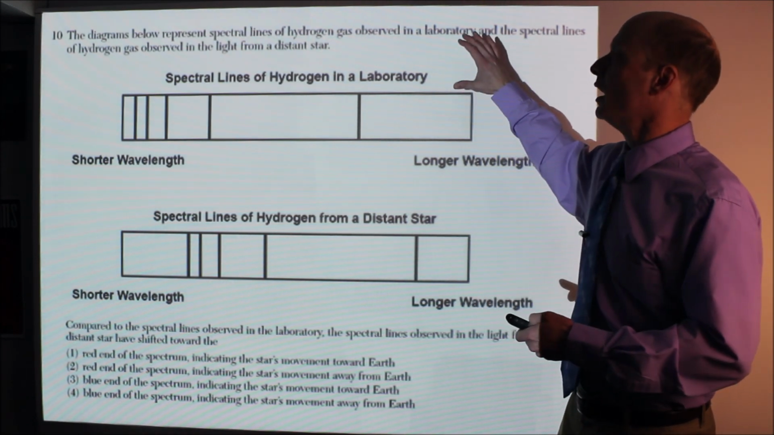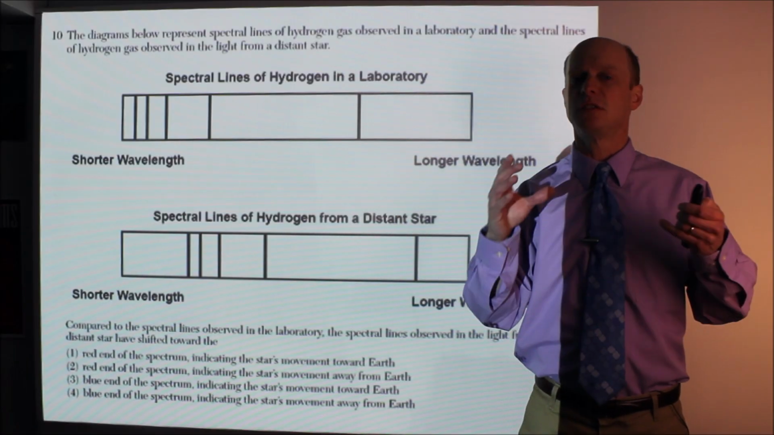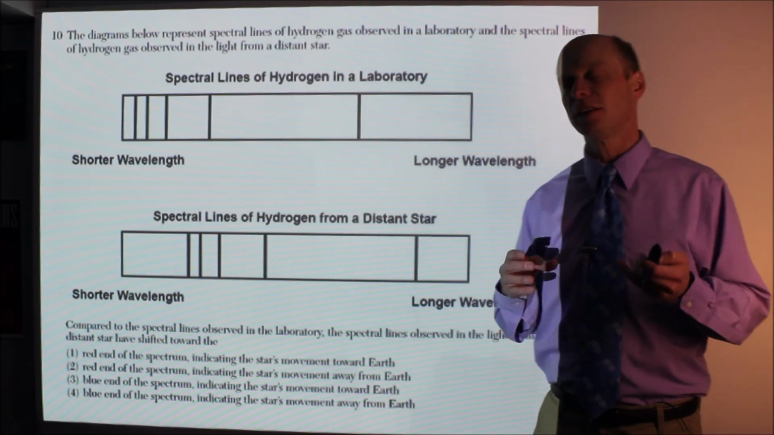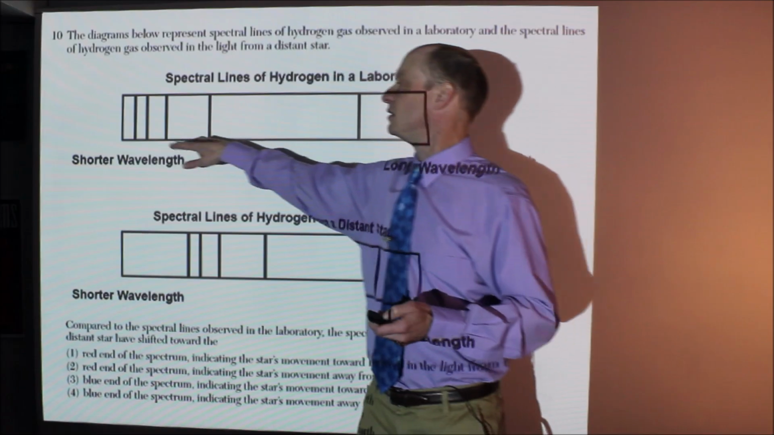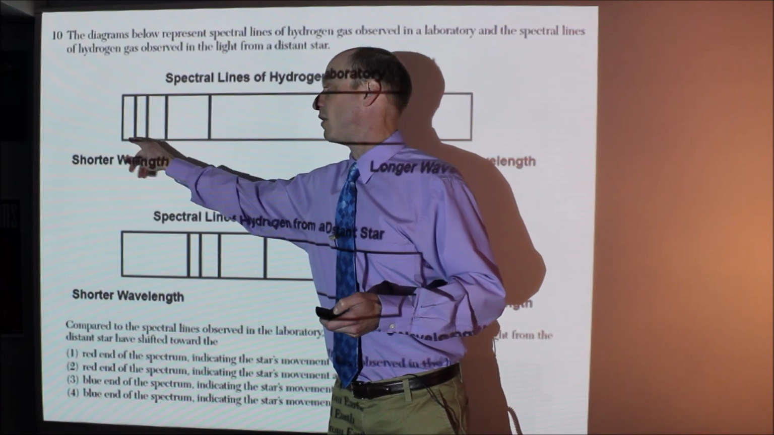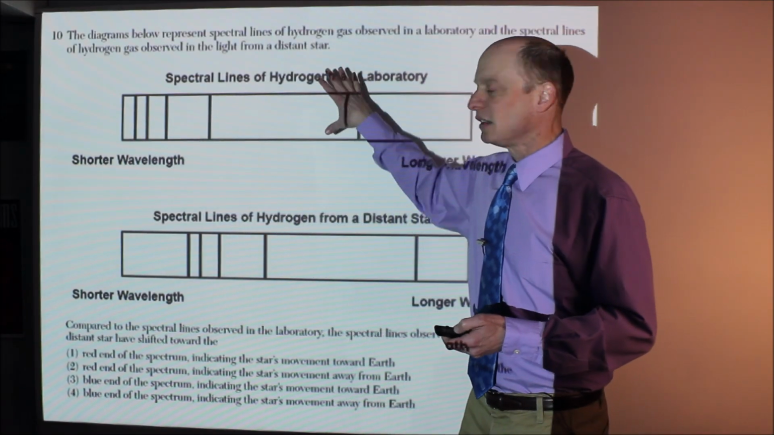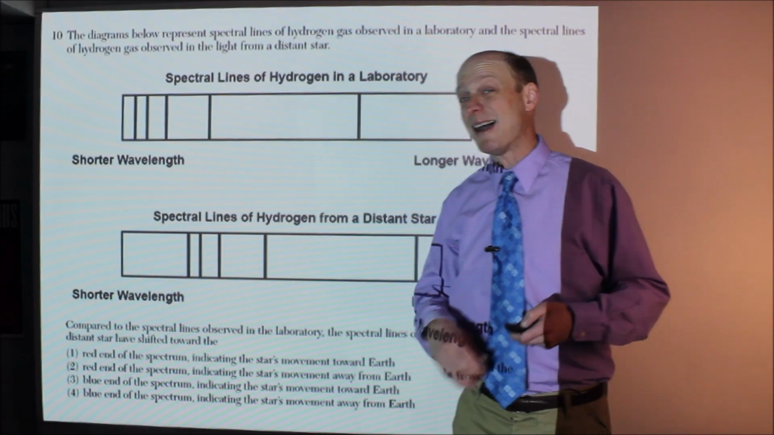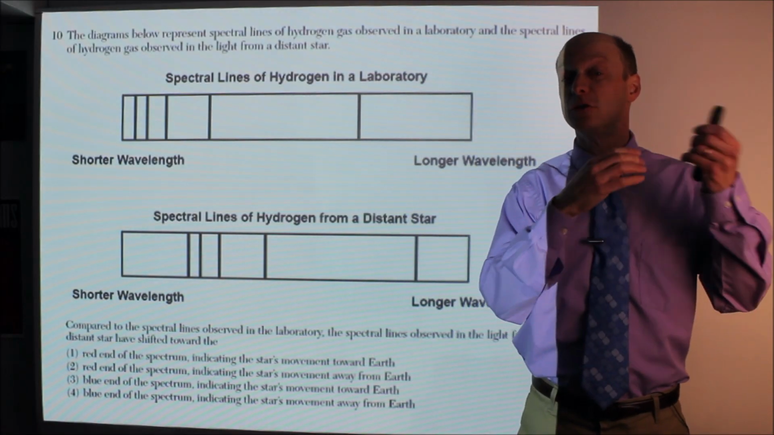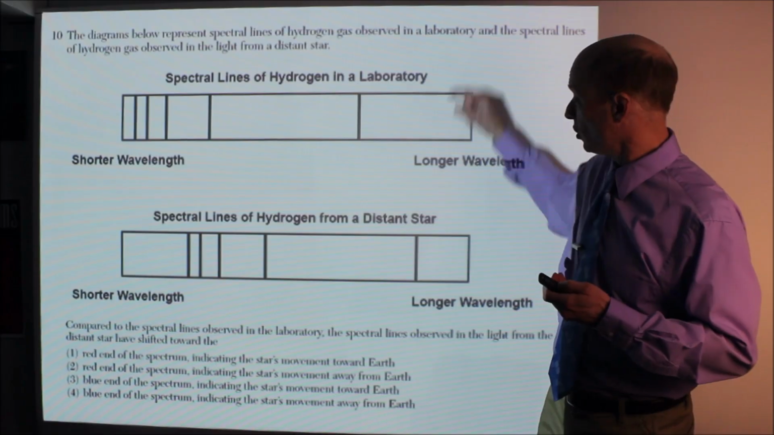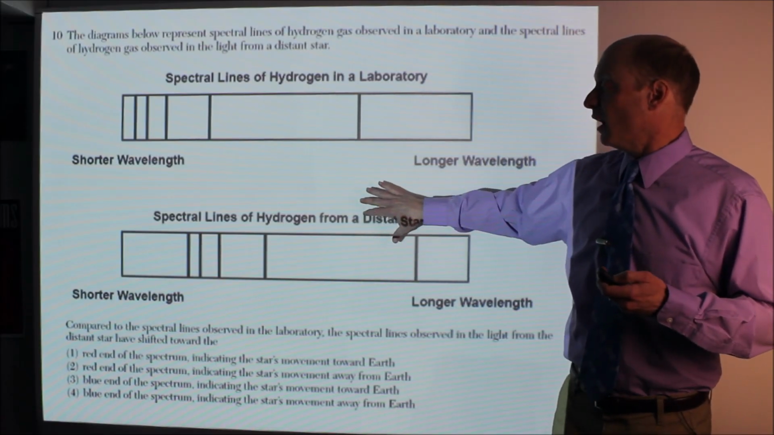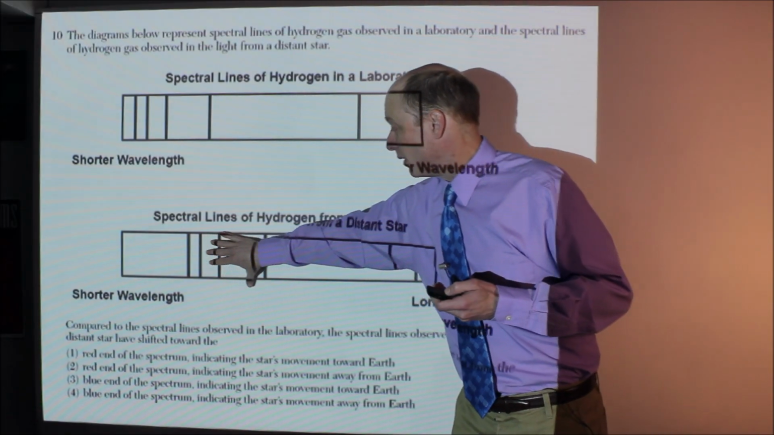So this is showing the spectral lines of hydrogen seen through a device in a laboratory. And basically, these are the way that the light will spread out into these lines here. In a lab, that's what you see. When you look out into space and you see light from a distant star of hydrogen, it is now like this.